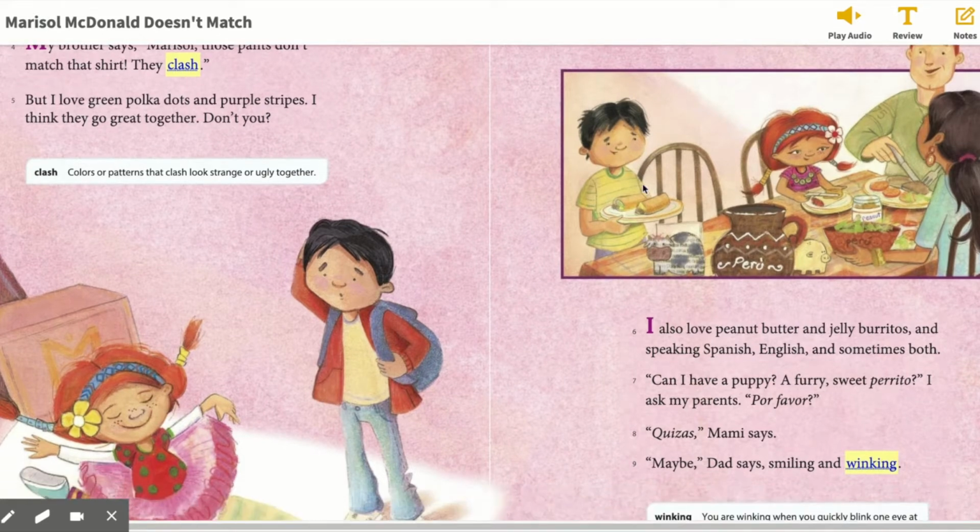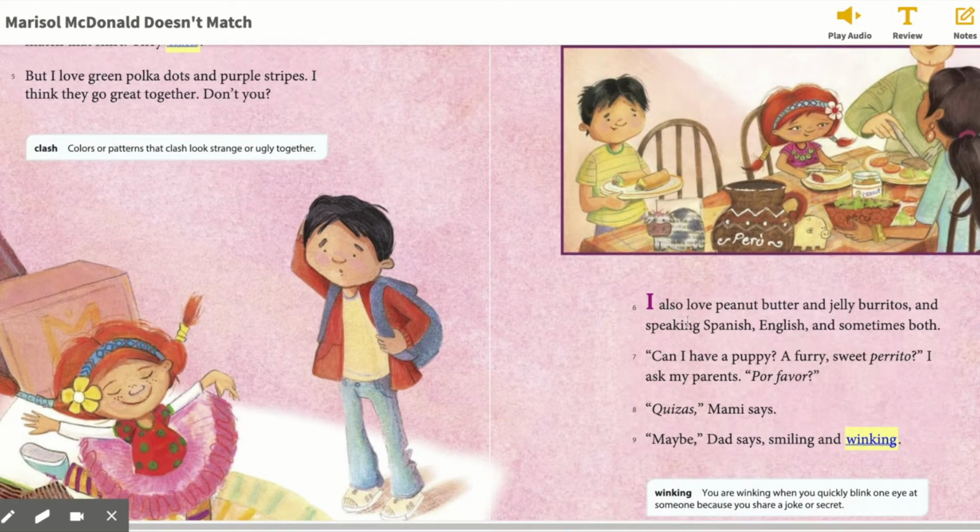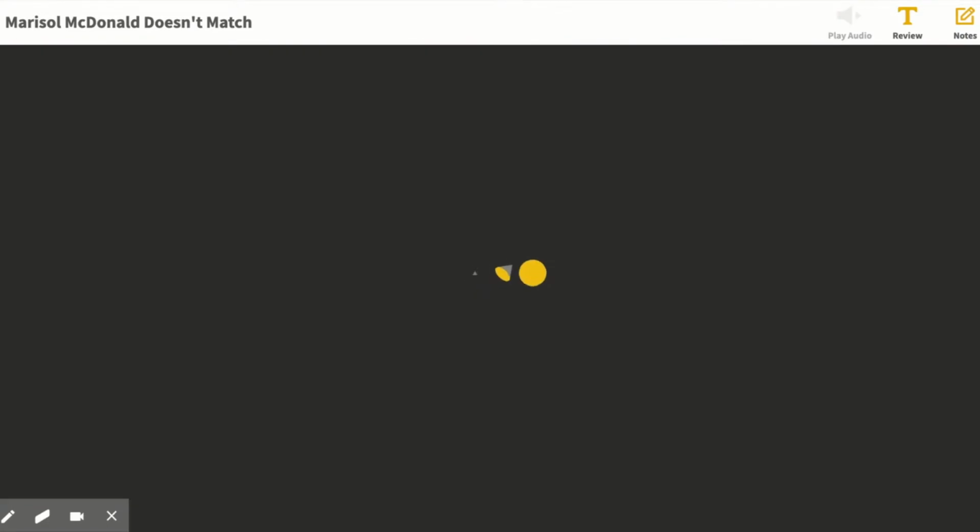Now I'm also looking and talking about what she likes to eat. Do you guys remember what she likes to eat? Right here, I see it. "I also love peanut butter and jelly burritos." Now, peanut butter and jelly burritos, is that a person, a place, an activity, or a thing? Burritos are things, so I'm going to add that to her heart map. Peanut butter and jelly burritos. Okay, I'm going to turn the page.